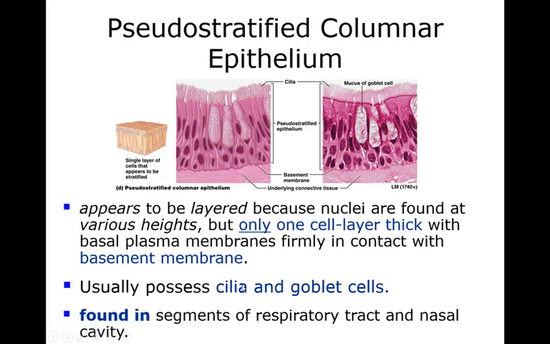This tissue does possess cilia, you can see those hairs here, and it possesses goblet cells that are used to secrete mucus. So typically found in areas like the respiratory tract, the nasal cavity, and also can be found in the GI tract in moving materials.